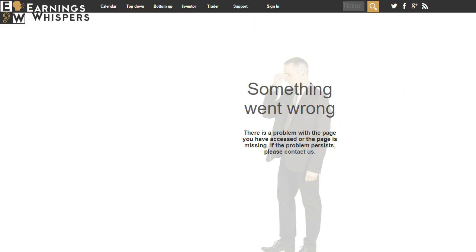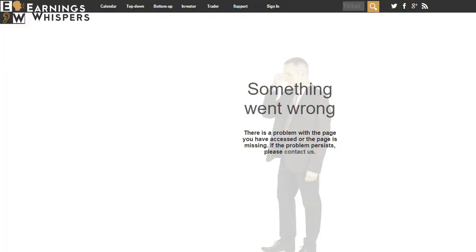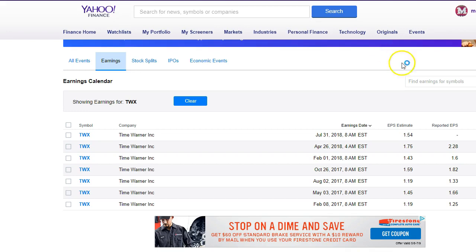But another thing you can do is come here to Yahoo Finance. I always go to Earnings Whisper because they're pretty accurate. So I type in the symbol right here, and it says July 31st. So that's plenty of time, a lot longer than 30 days.